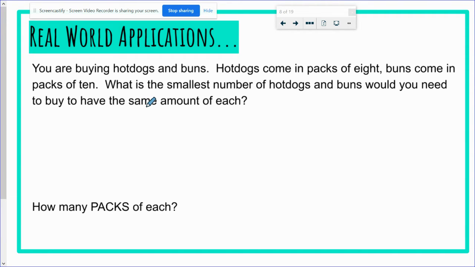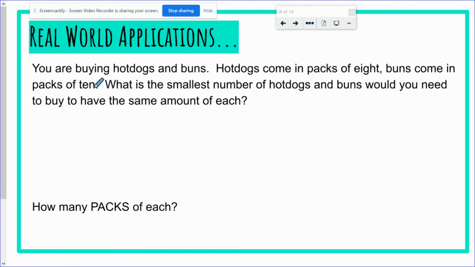Because think about it. You wouldn't want to have more buns than hot dogs because then the unused buns would go stale. And you wouldn't want to have more hot dogs than buns because then there would be hot dogs without a bun.